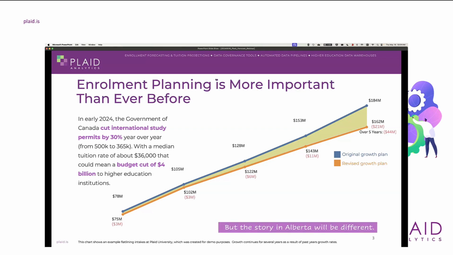I'll note here that the story in Alberta in particular will be a little bit different. We've got a few notes throughout the presentation on Alberta because that province, perhaps more than any other, is slated to grow, both because of immigration within the country, as well as immigration from outside the country and favorable demographics within the province.